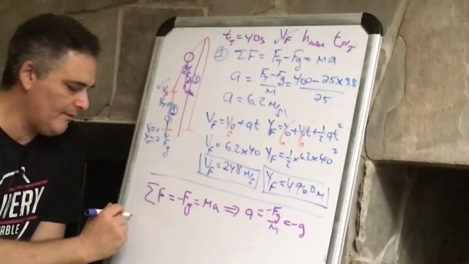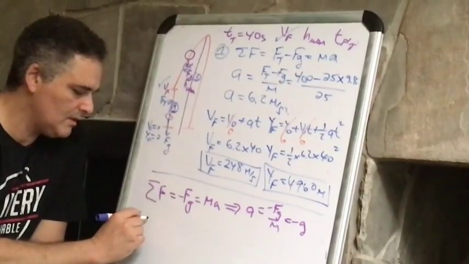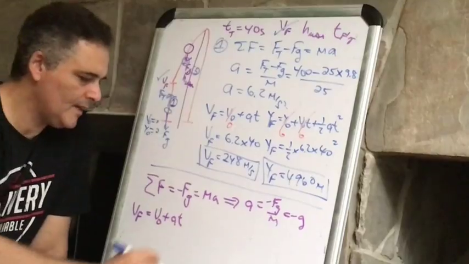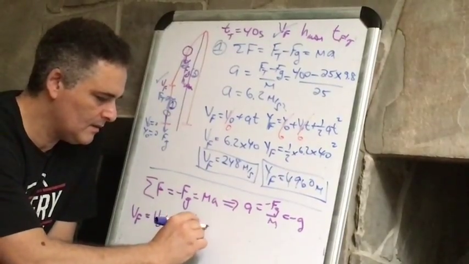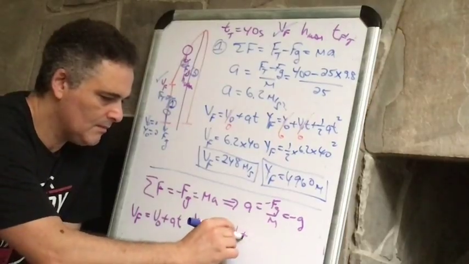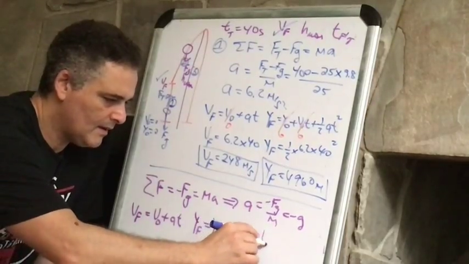So we have V final now, equations of motion. This is V initial plus AT. We have Y final equals Y initial plus V0 T plus 1/2 AT squared.